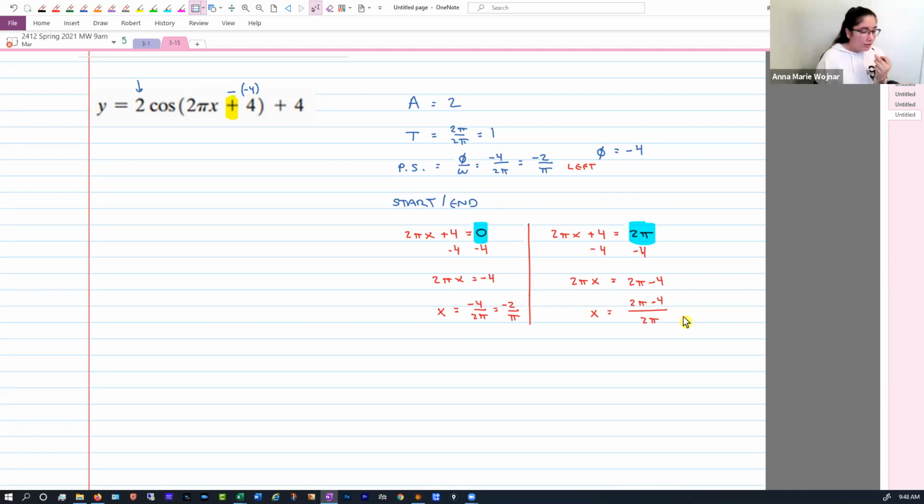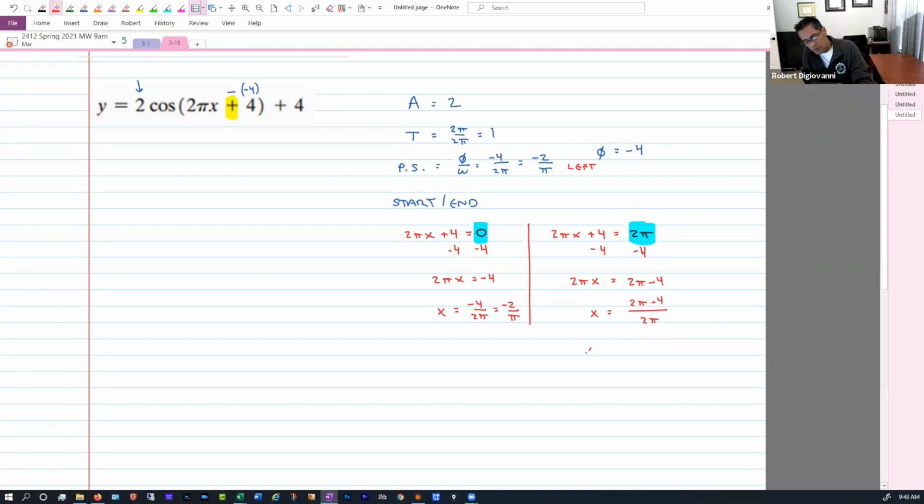For cosecant and secant? Okay, yes, if we're doing cosecant and secant, we would do the same thing, because remember, to graph those we basically turn it into a sine or cosine, and then we do everything, and then we just do the little u's. So yes, it would work for those also. Okay. 0 and 2 pi.